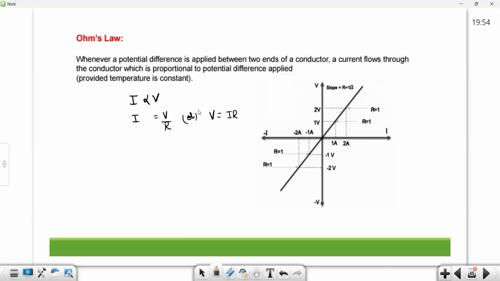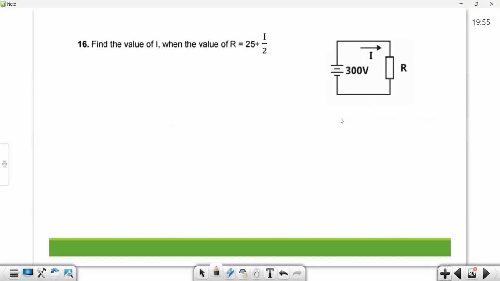Is it clear? The slope of the VI curve represents the resistance of the element. Everywhere you see, if it is 1 volt then 1 amp, 2 volt then 2 amps. That means it is increasing linearly. Even if it is in the opposite direction, the same thing is there. Fine. Now we'll go for the next problem.